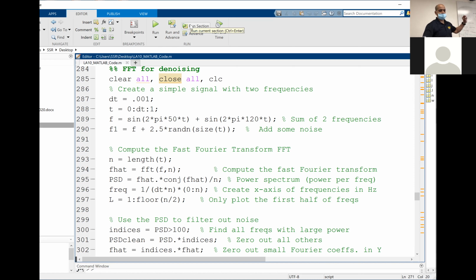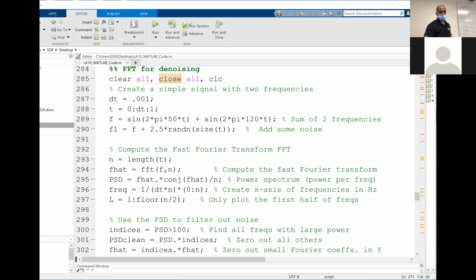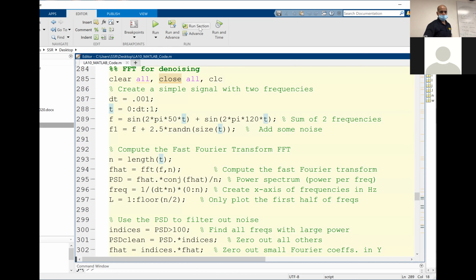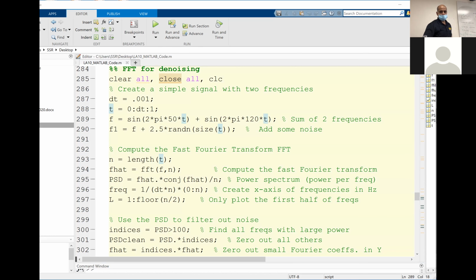This is the application of FFT for denoising. So I'm going to run this section. You will see this big image. It has multiple parts, and I will show you what these parts are.